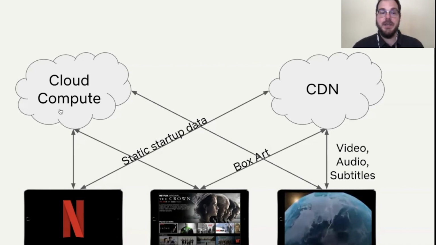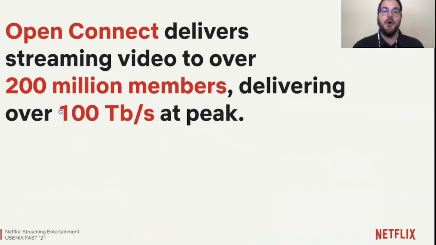So you can see the CDN is involved in many different aspects of the Netflix application's operation, but probably the part where we serve the most data is the videos that our clients actually watch. Open Connect delivers streaming video to over 200 million members, delivering over 100 terabits per second at peak.